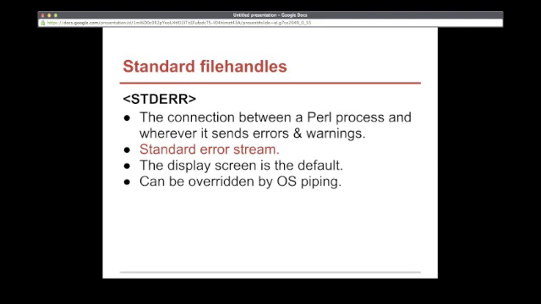Finally, we have standard error. This is the connection between your Perl process and wherever it will send errors and warning messages. This is known as the standard error stream. It is normally your computer display screen, and it can also be overridden with piping.